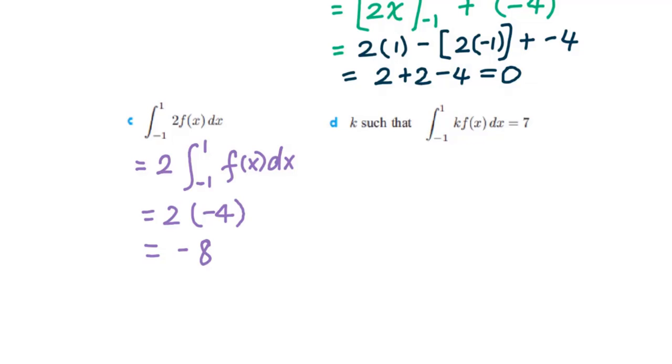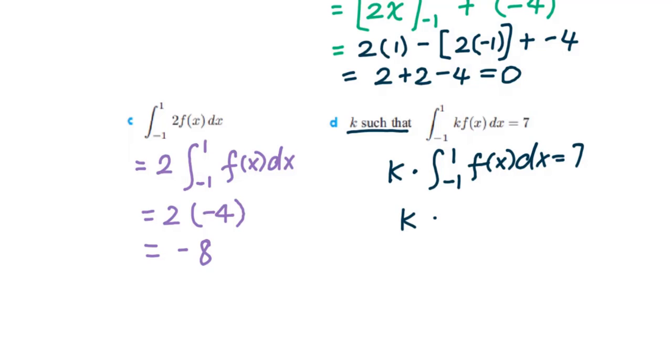Let's go to D. Find the k such that integral from -1 to 1 of k times f of x dx equals 7. So we can take k outside. We will get k times integral from -1 to 1 of f of x dx equals 7. K times -4 equals 7. Therefore, we divide by -4 on both sides. You will get k equals -7/4.